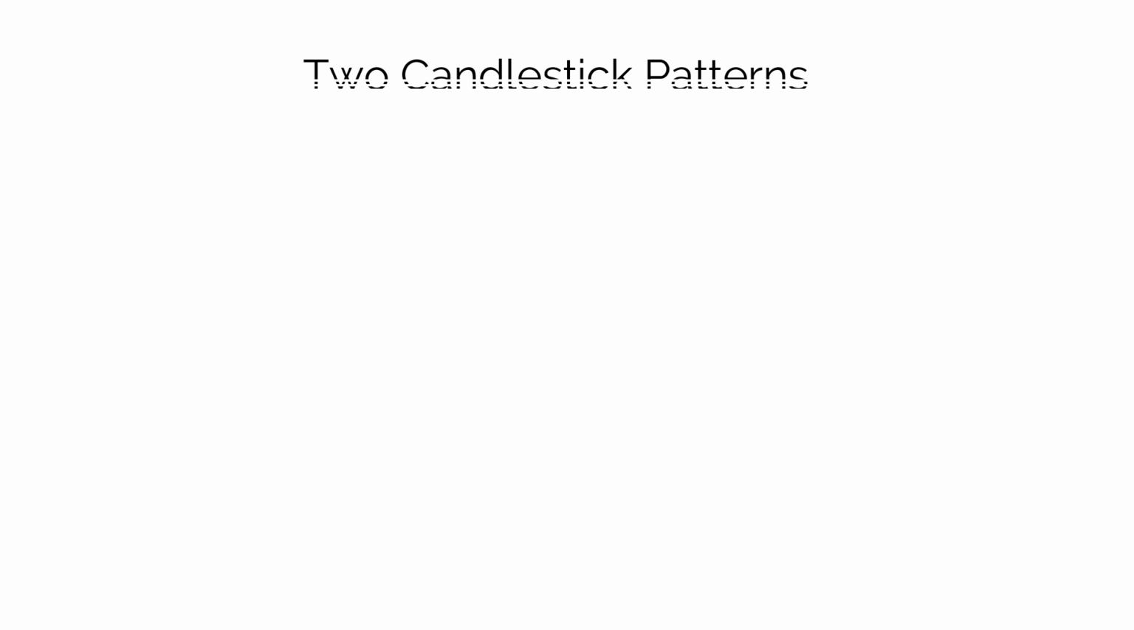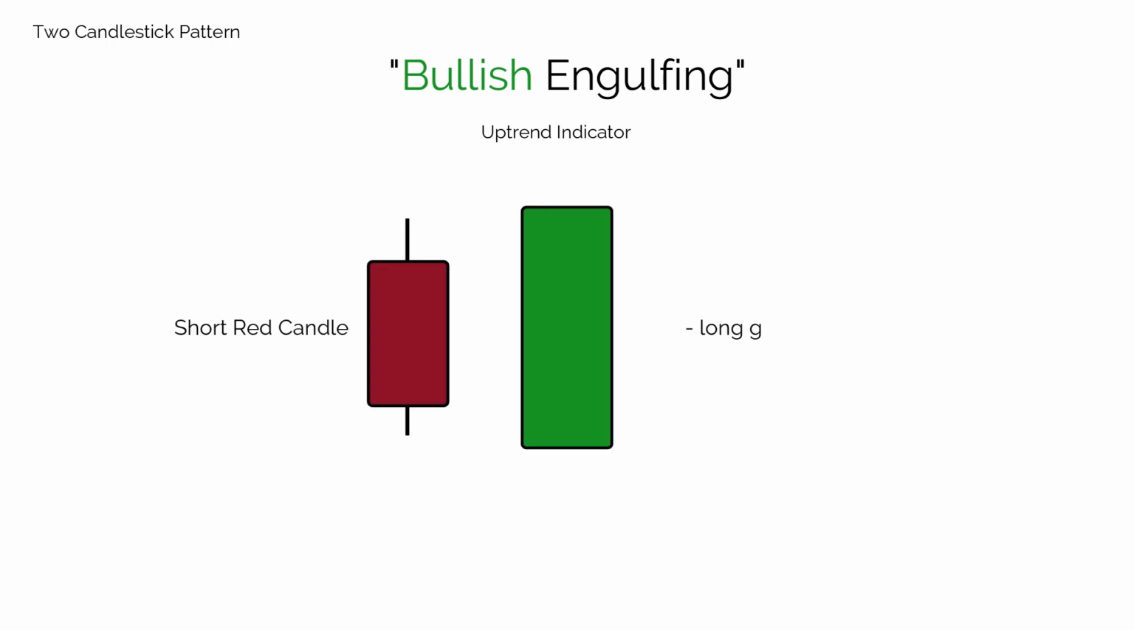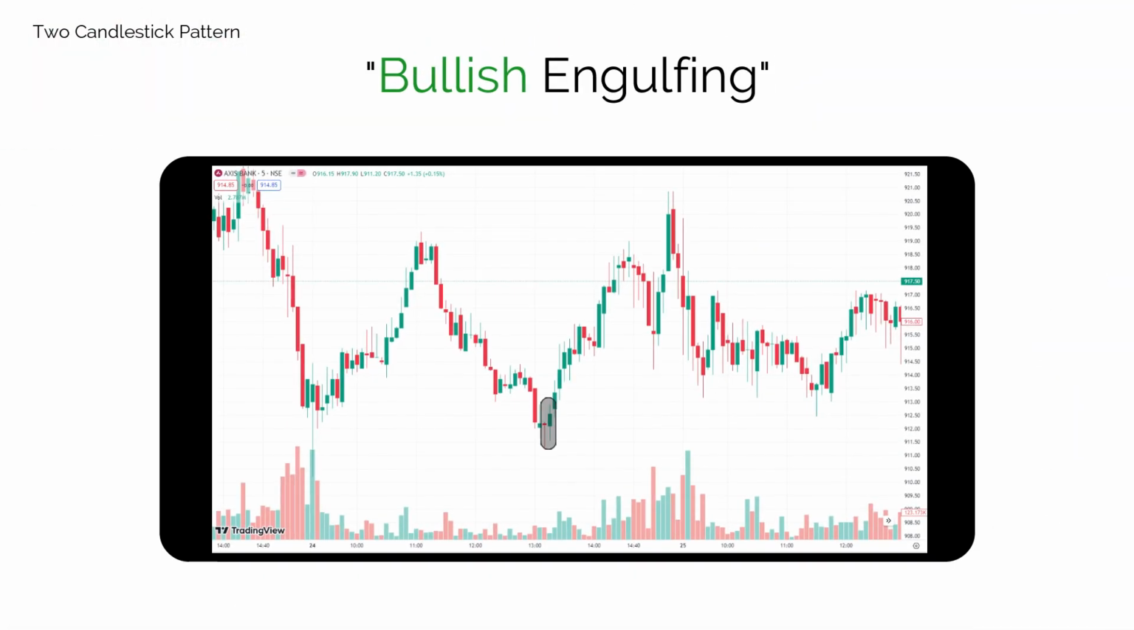Two candlestick patterns. As the name says, a pattern is formed with two candlesticks. Some of the few two candlestick patterns are: the bullish engulfing pattern is an uptrend indicator. In a bullish engulfing, a short red candle is followed by a long green candle, which completely covers the previous red candle. Bullish engulfing forms at the bottom of the trend and leads to the trend reversal.